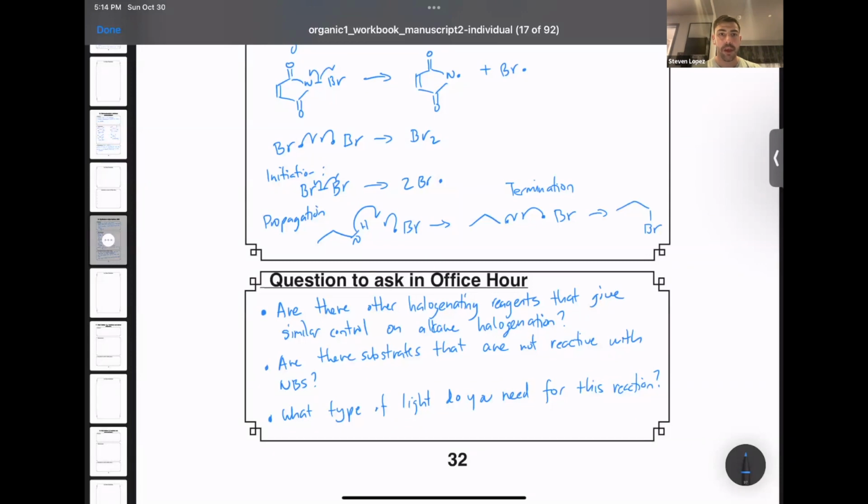Okay, and finally, we have a few questions that we can ask during office hours that I could think of. First, are there any other halogenating reagents that can give a similar control on alkane halogenation? Two, are there any substrates that are not reactive with NBS, that aren't compatible with NBS? And three, what type of light do you need for this reaction to actually go, to break that nitrogen-bromine bond? Do you need ultraviolet light, visible light, infrared light? Those might be interesting questions to ask during office hours.